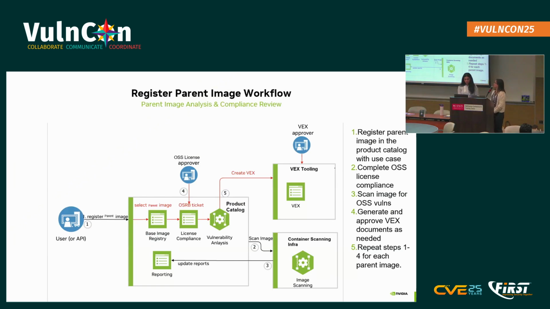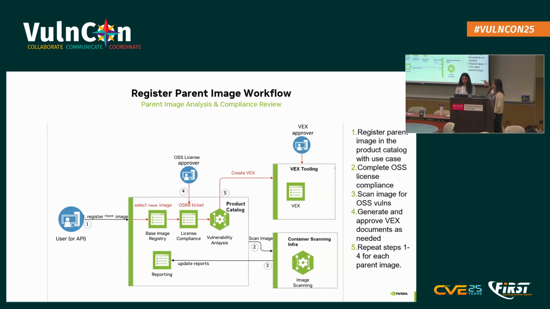Okay. Hopefully you can follow the picture. But I wanted to walk through kind of how our product catalog, our scanning infrastructure, and then our VEX tooling work together to allow us to register the parent images, and then where there are people at play. So a user or API would register that parent image. We add it into the parent image registry using a ticketing workflow today. And then the image, as soon as it's registered, will go through scanning. So you see that number 2 down here to the container scanning infrastructure. The container scanning infrastructure updates reports in the product catalog.